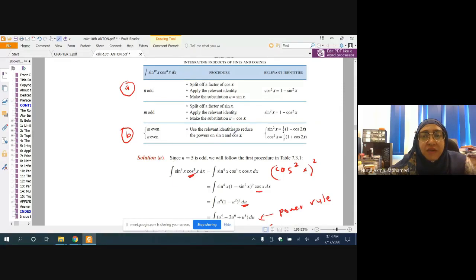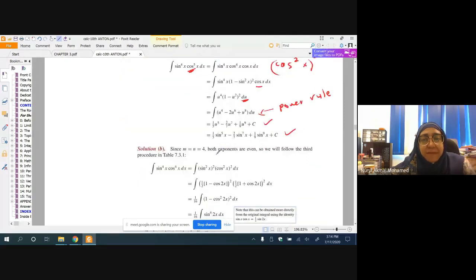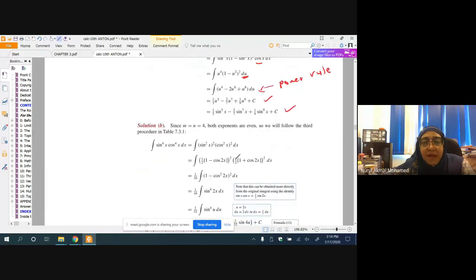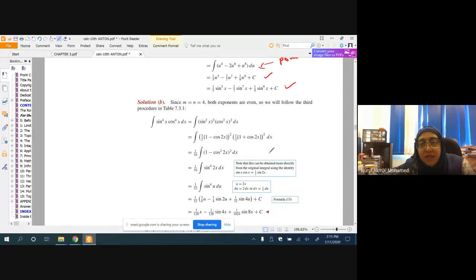We use a relevant identity to reduce the power of sine x and cos x. So that's one: sine squared x, squared, and cos squared x, squared. And this is the identity that you have to consider. Then you substitute the identity.